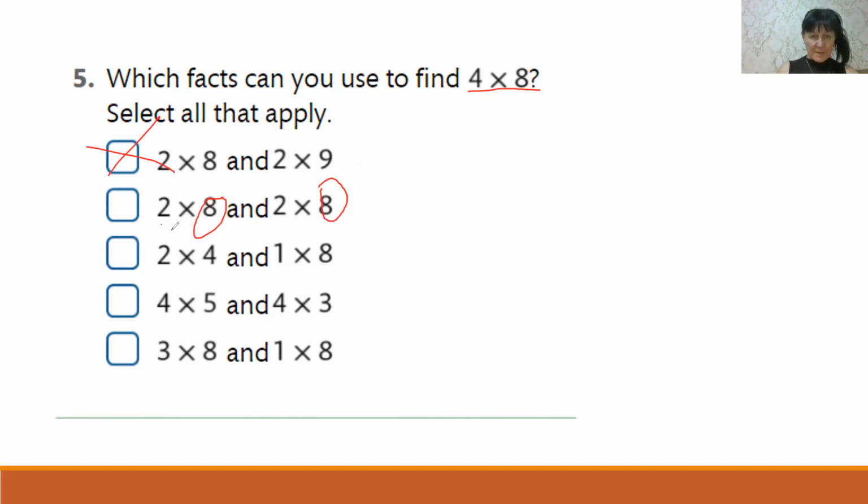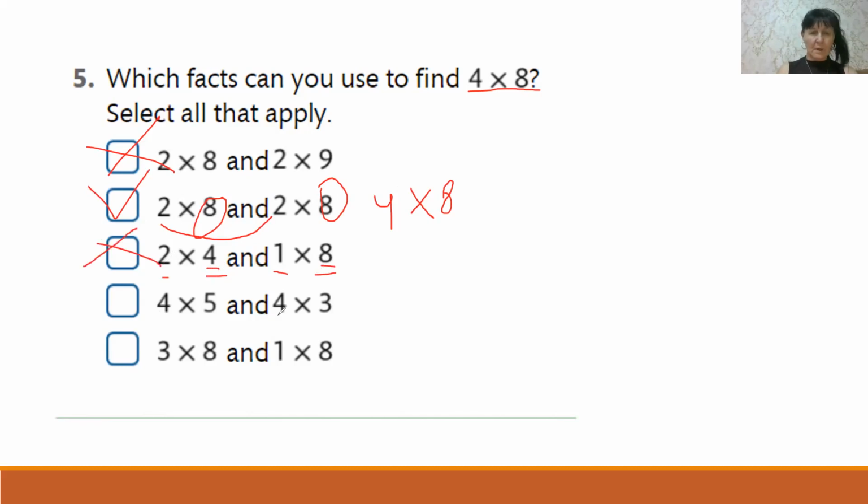Okay, 2 plus 2 equals 4. Yes, so do we have here 4 times 8? Yes. Okay, here do we have the same factor at the same place? No, here 2, here 1. Maybe here, no, here 2, here 4, and 8. So this is not good at all.